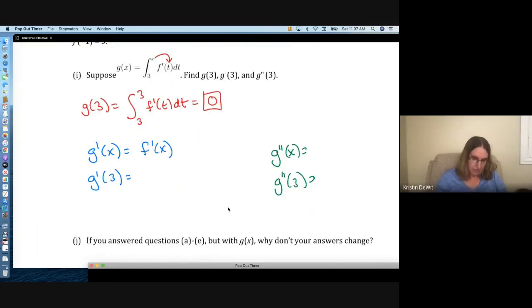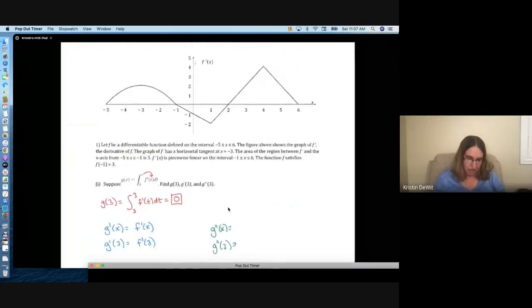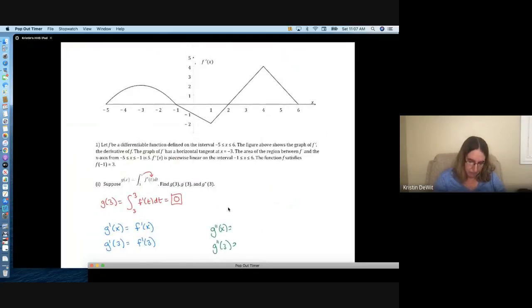All right, so now we know that g prime is equal to f prime of x, now we just plug in 3, f prime of 3. So we look, what is f prime of 3? Now remember, this is the f prime graph. So f prime of 3, type it in. What did you put for that one, guys? Good. Yep, the y value is 2 there.